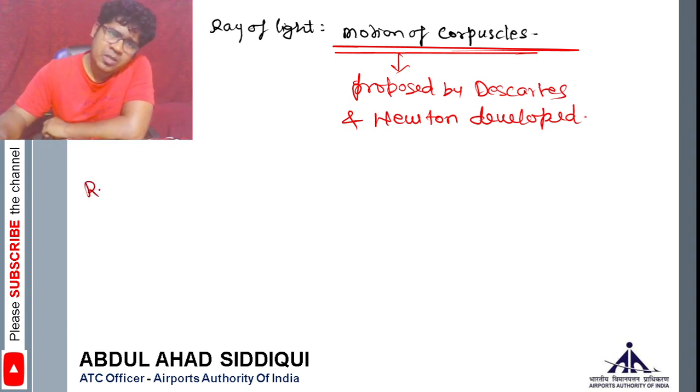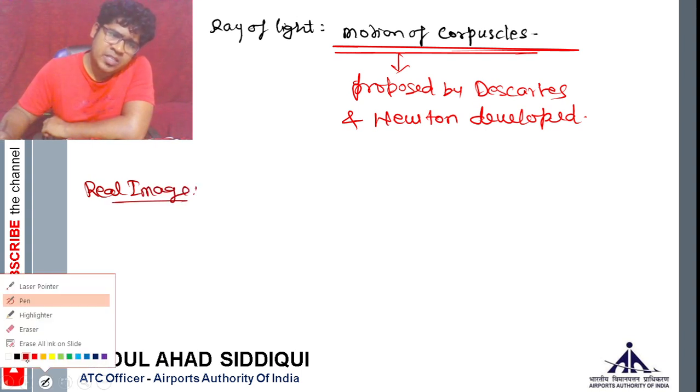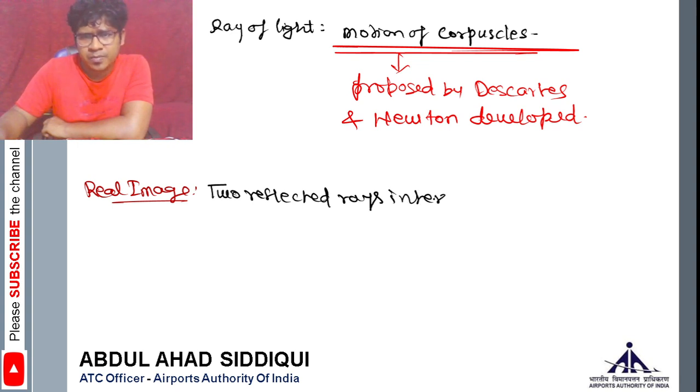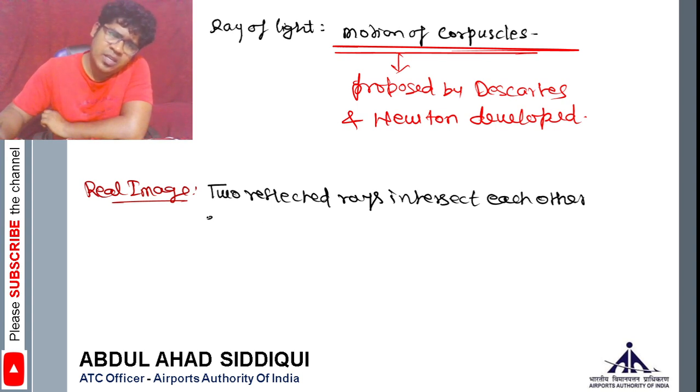What is the real image? Real image is when two reflected rays intersect each other. Image is formed when two rays intersect each other, right? And the important thing is, real image can be obtained on the screen.